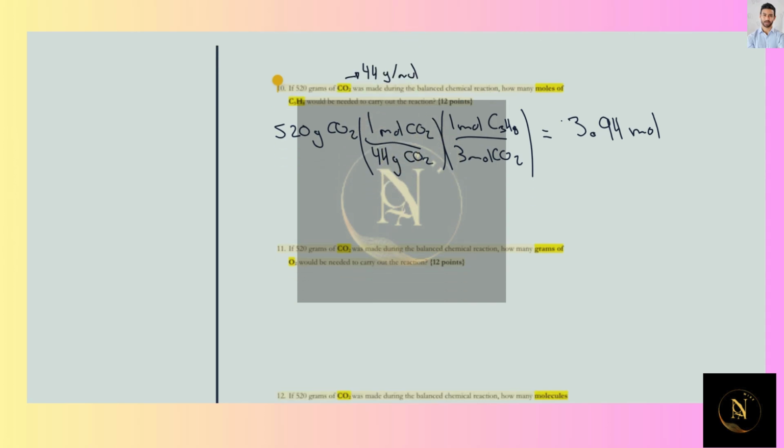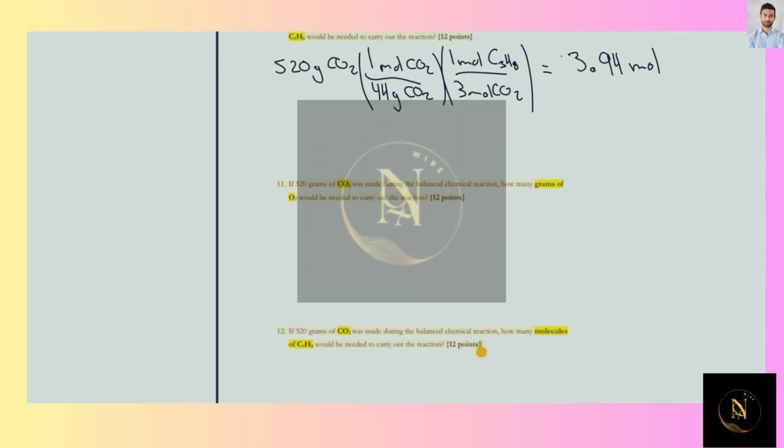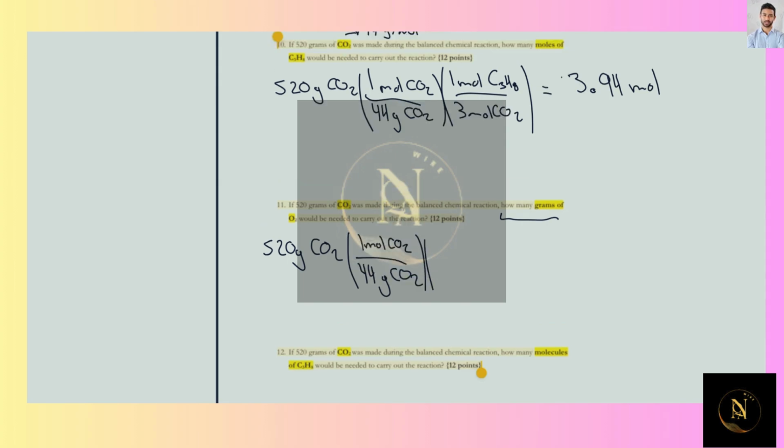Now, if the same quantity of CO2 was made during the balanced chemical reaction, how many grams of oxygen would be needed to carry out the reaction? So the procedure is going to be exactly the same. We're going to start with the grams of CO2 that we have. We're going to employ the conversion factor to turn grams of CO2 into moles of CO2. And now let's use the stoichiometric relationship that we have over here.